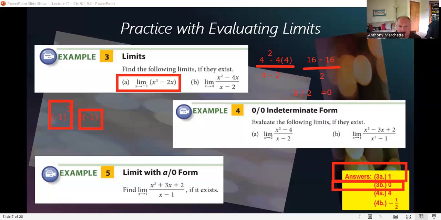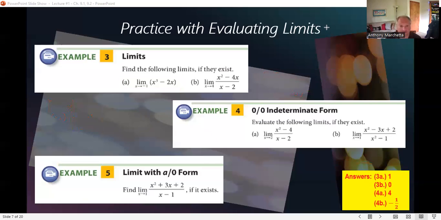Example 4 and example 5, now you're going to see the case of the indeterminate form that we talked about. In the case of indeterminate form, what happens is you start by plugging the number in. You can plug the number into the whole thing if you want, but really what you're looking for is, is there a 0 on the bottom? Because if there's a 0 on the bottom, we got a problem.